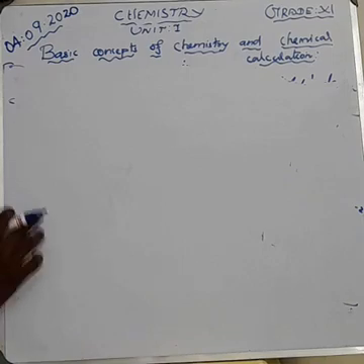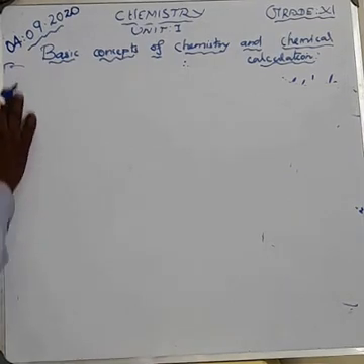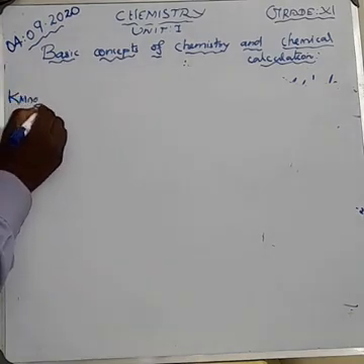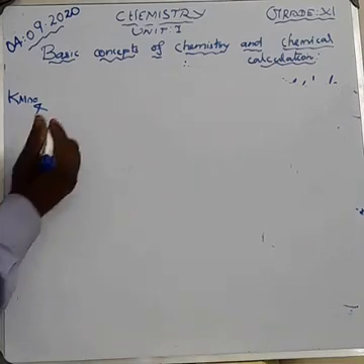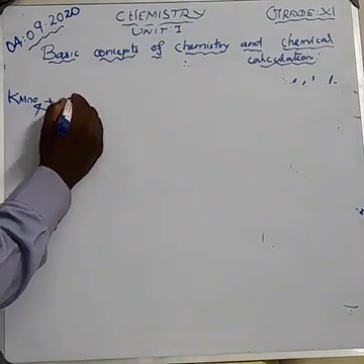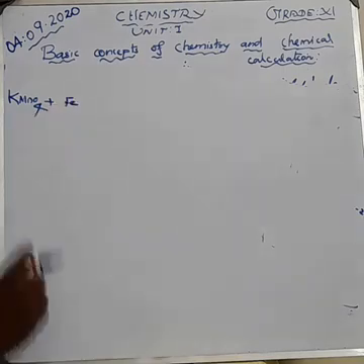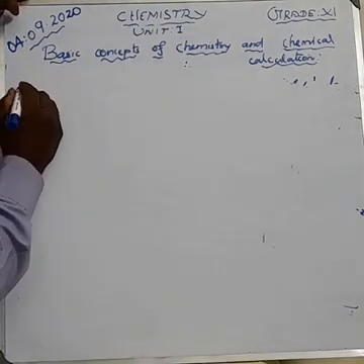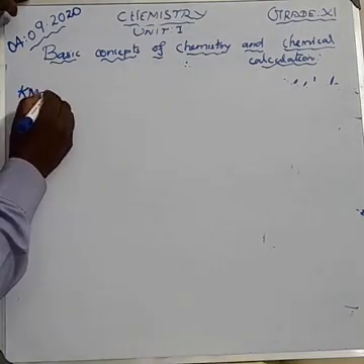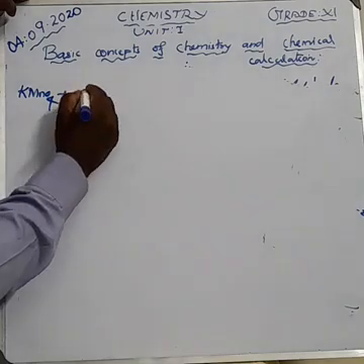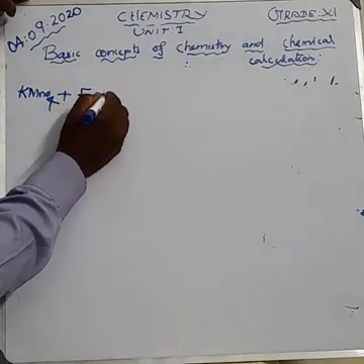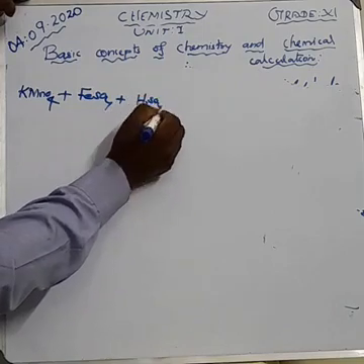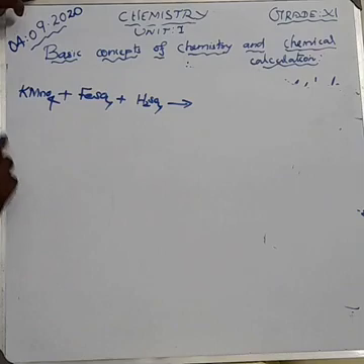First of all, you should write the equation. Potassium permanganate formula, KMnO4. Here, potassium permanganate reacts with ferrous sulfate, FeSO4, plus sulfuric acid, H2SO4. What are the products obtained?